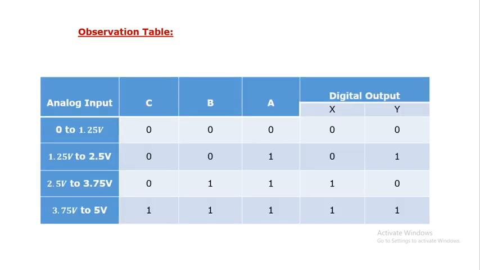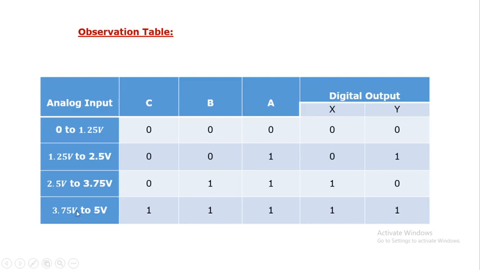The observation table for this ADC is like this. If your analog input voltage is from 0 to 1.25, then all the comparator outputs will be 0 and the digital output will be 0, 0. If the analog input is between 1.25 and 2.50, then only comparator A output is high, and that's why the digital output will be 0, 1. If the analog input is between 2.5 and 3.75 volt, then comparator A and B outputs are 1, and that's why the digital output will be 1, 0.